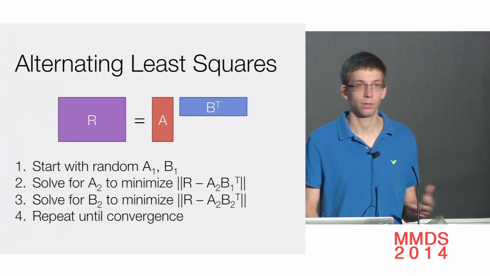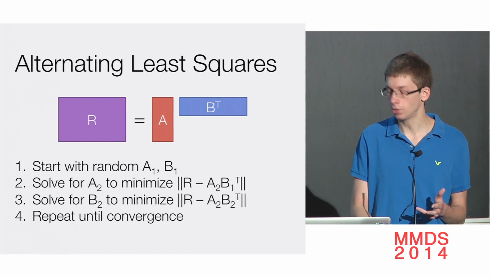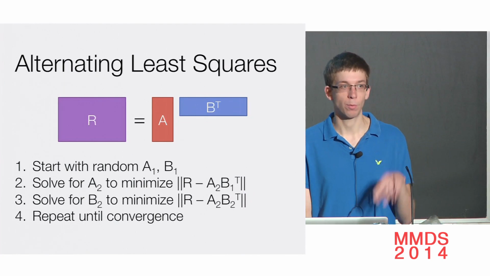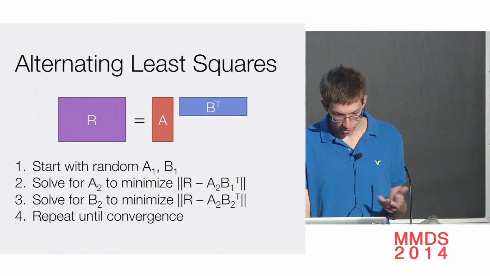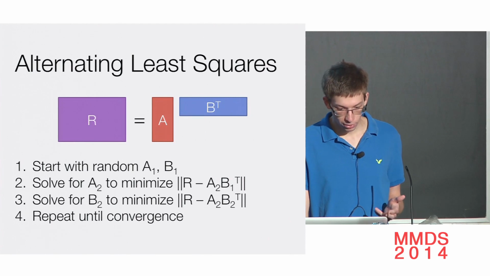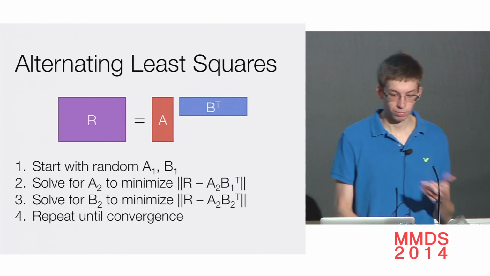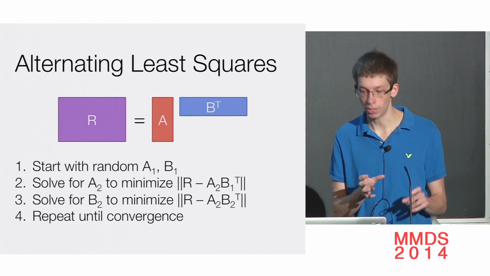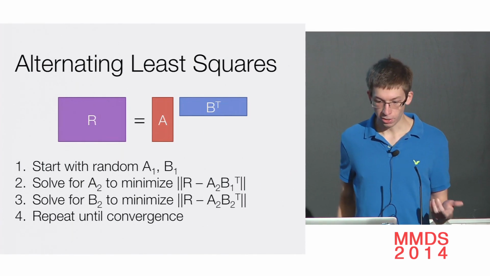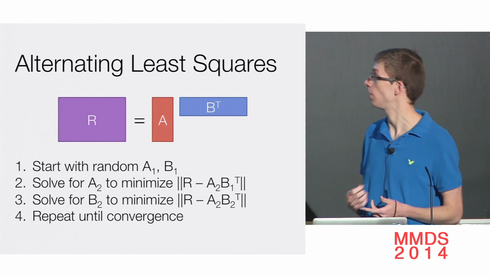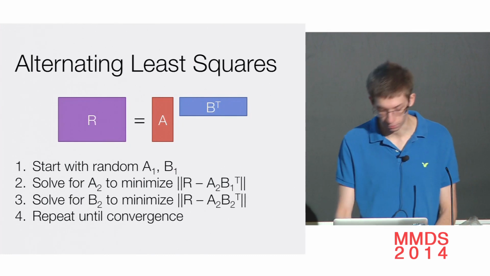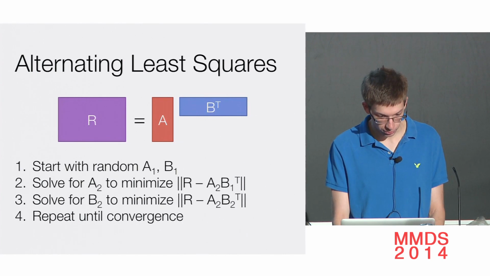You want to compute this matrix factorization that's low rank. You just start with some random low rank matrices A and B, and then you basically keep B constant and solve for A using least squares, and then you keep A constant and solve for B using least squares, and you keep repeating this process until you converge to some kind of local minimum. So that's what it looks like.